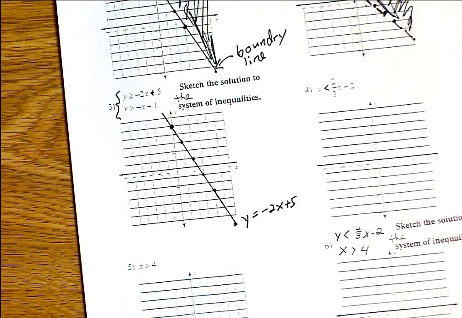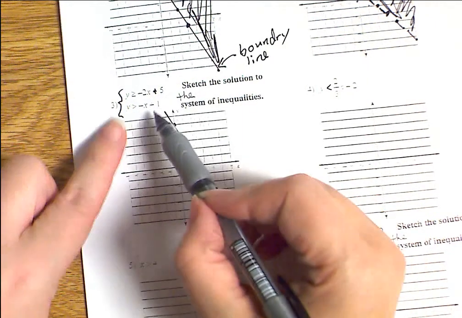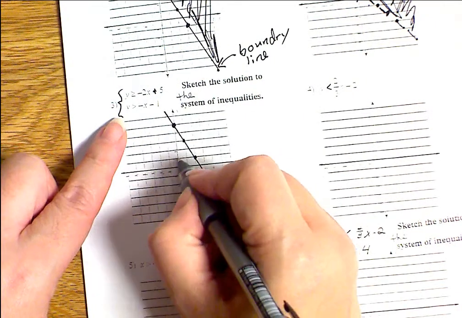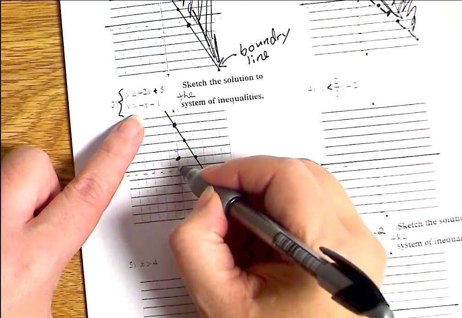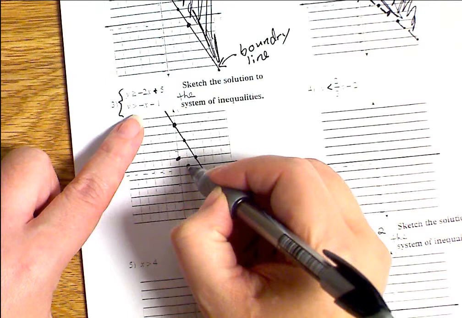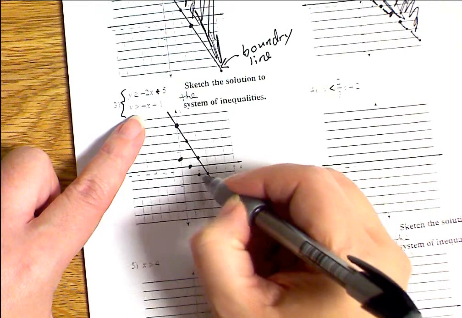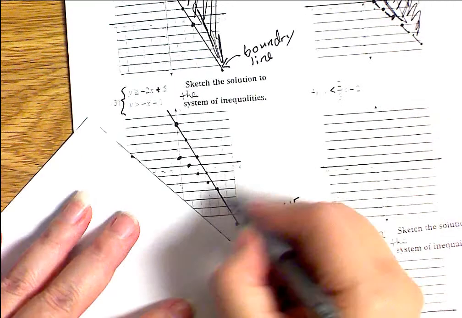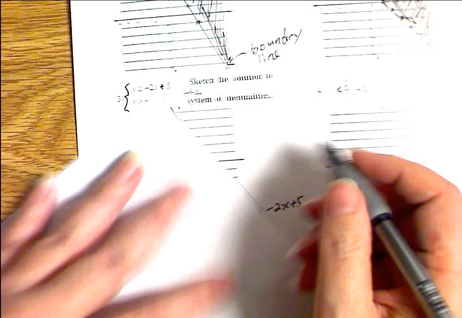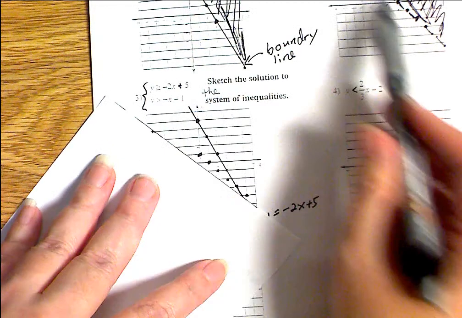All right, I'm going to do the other line. So I go to +1, put a dot. Slope is still -1, so I'm going down 1 to the right 1, dot, down 1 to the right, down 1 to the right. All right. This one is still dotted.